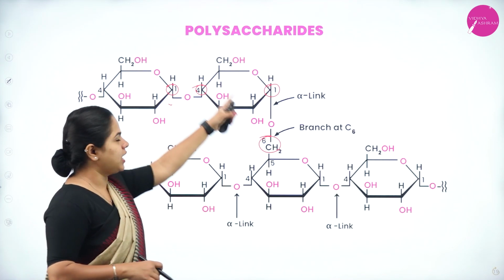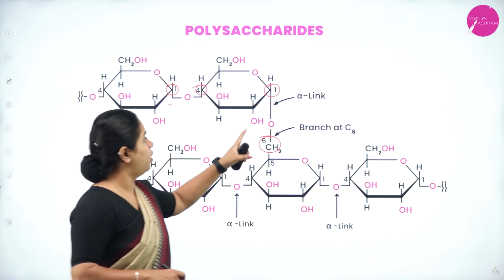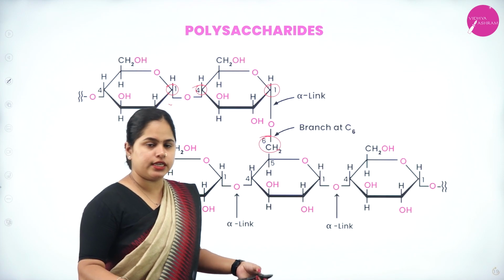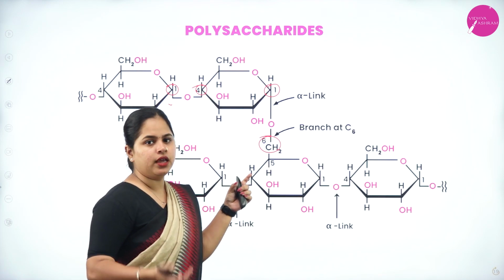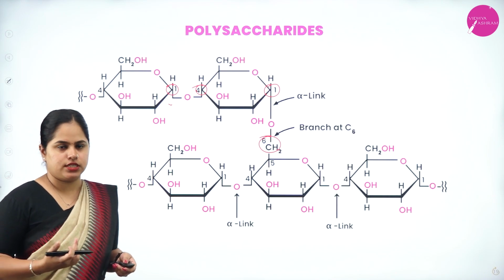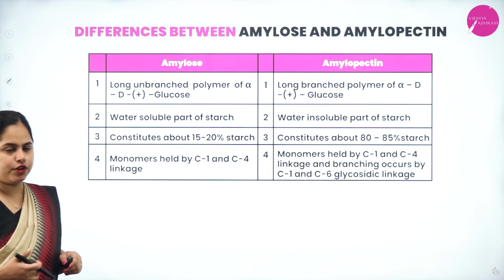So this is amylose, and this bond which is formed between the first and sixth carbon atom will give you another glycosidic linkage, and this whole structure will be the amylopectin. So together it is forming the polysaccharide which is starch. Clear? So let's understand the difference here.